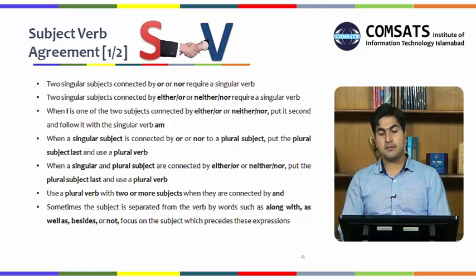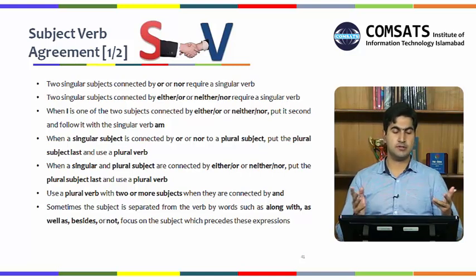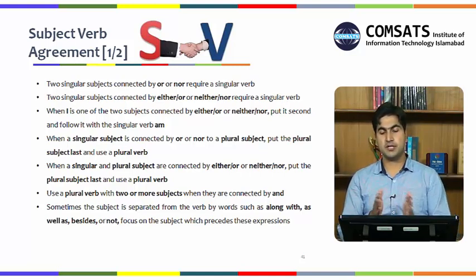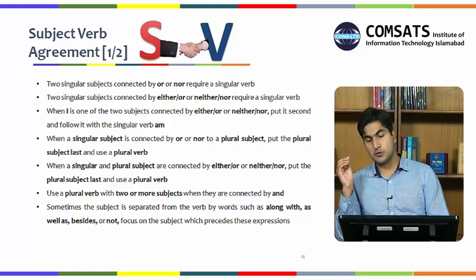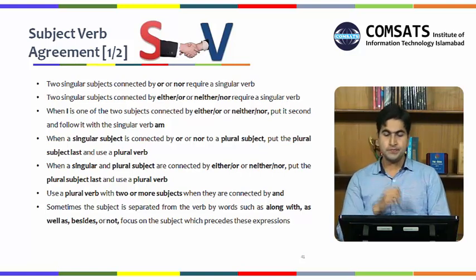If singular and plural subjects are connected by either-or, neither-nor, put the plural subject last and use a plural verb. Use a plural verb with two or more subjects when they are connected by and. So once again, plural verbs: when there are two or more subjects, you place and with them. Sometimes the subject is separated from the verb by words such as along with, as well as. You do not have to get confused with it. Just focus on the subject which precedes these expressions. So, "Ali along with the others will be going with us." That's the way you're going to write it.